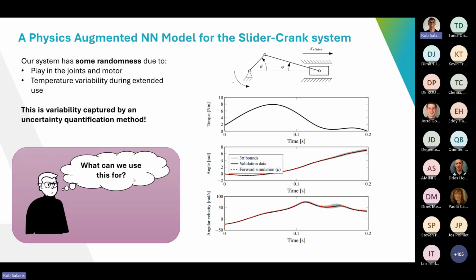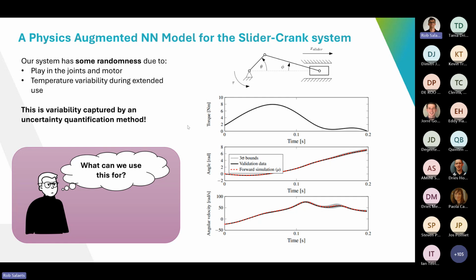But I was talking about robustness and trust in the model. So what was that about? Well, we noticed that our system has some randomness in it because there is some play in the joints and in the motor. And also if you use it for a long time, because of the friction, it starts to heat up and then the metal components start to expand a bit and the behavior changes. So this is of course not in our model, this temperature effect. So we can consider it a stochastic effect of the system.